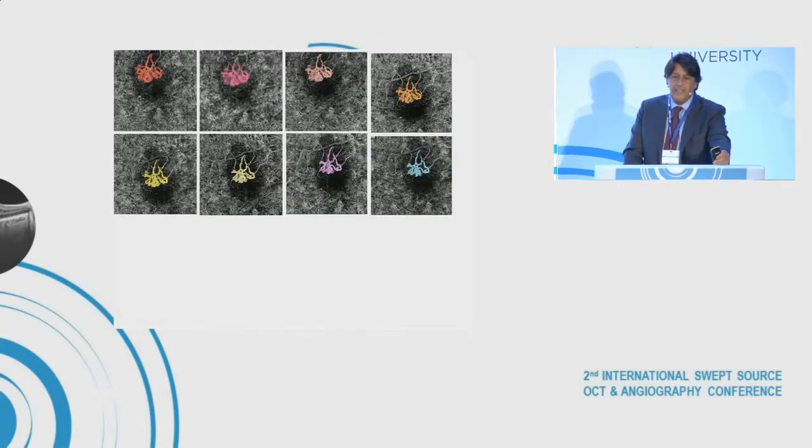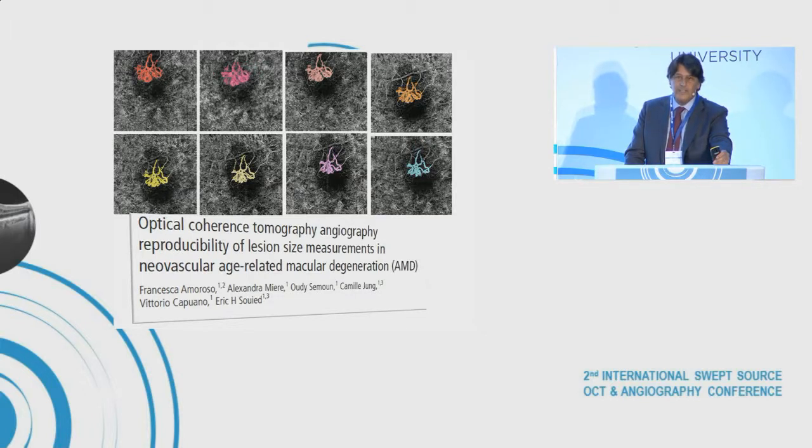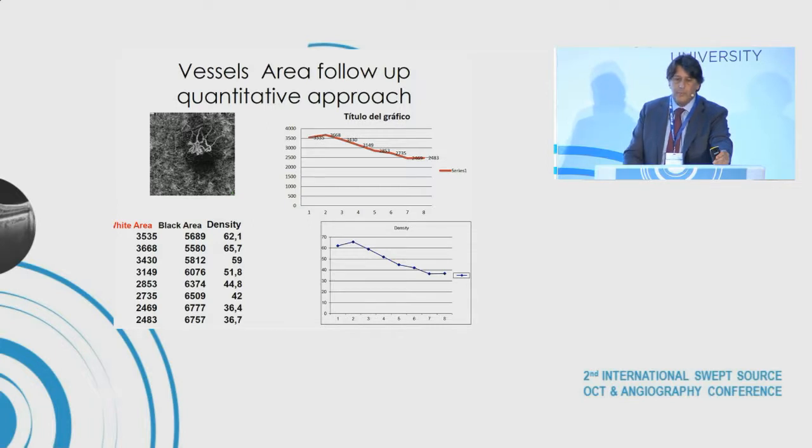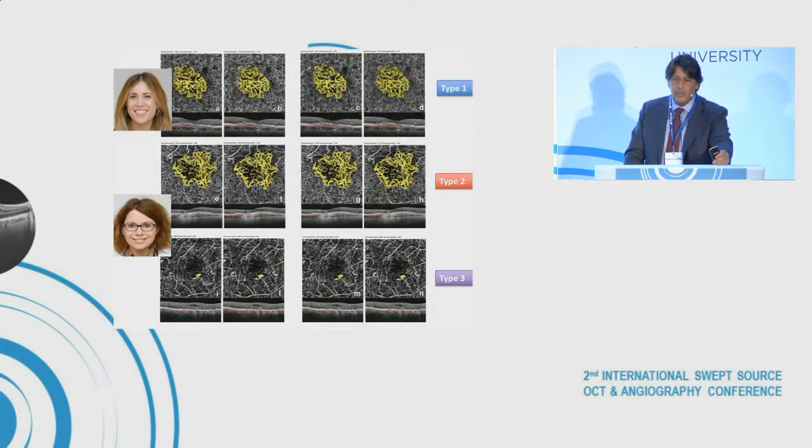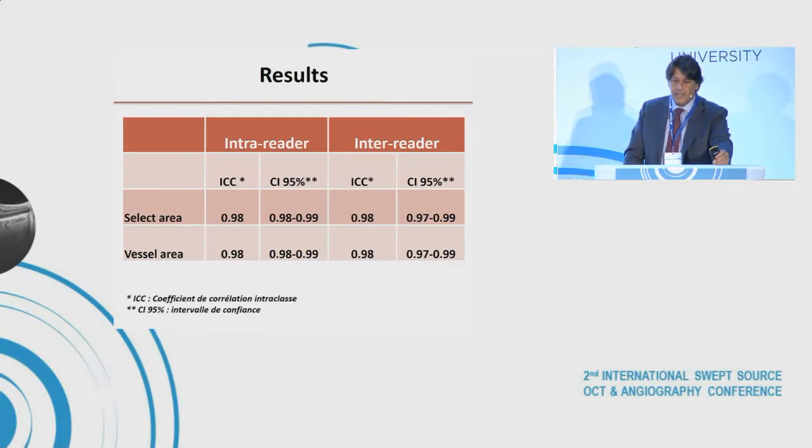Another point is the ability to quantify the lesion, to quantify the flow and the lesion in our patient. So we did this small software some years ago that can be applied to any device, any machine, to detect the flow and the vessel area. And the results are pretty good. So the agreement between the graders is very good for type 1, type 2, type 3 lesion, with inter-reader and intra-reader correlation.